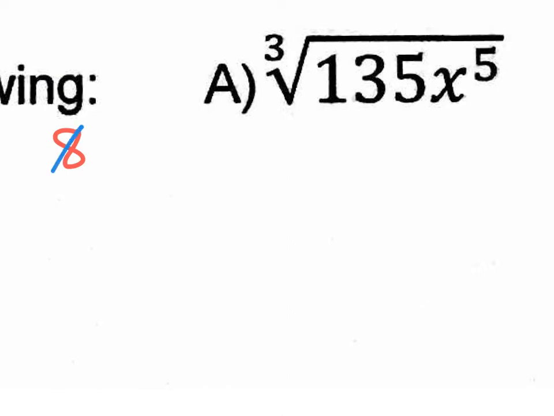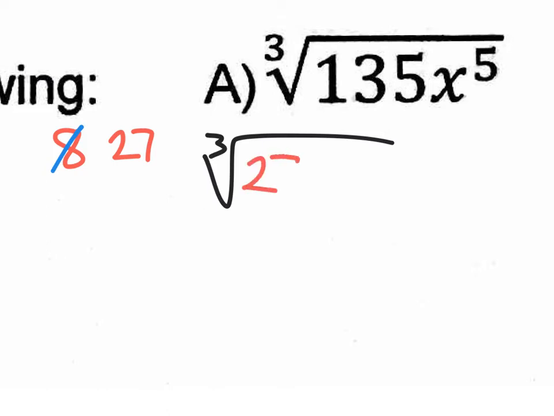Maybe 3 times 3 times 3. What's 3 times 3 times 3? That's 27. So 27 is the next perfect cube number. Let's see if that works. If I take on a calculator 135 divided by 27, hit equal, guess what? It's 5. So what does that mean? That means that this third root of 135 could be rewritten as the third root of 27 times 5.